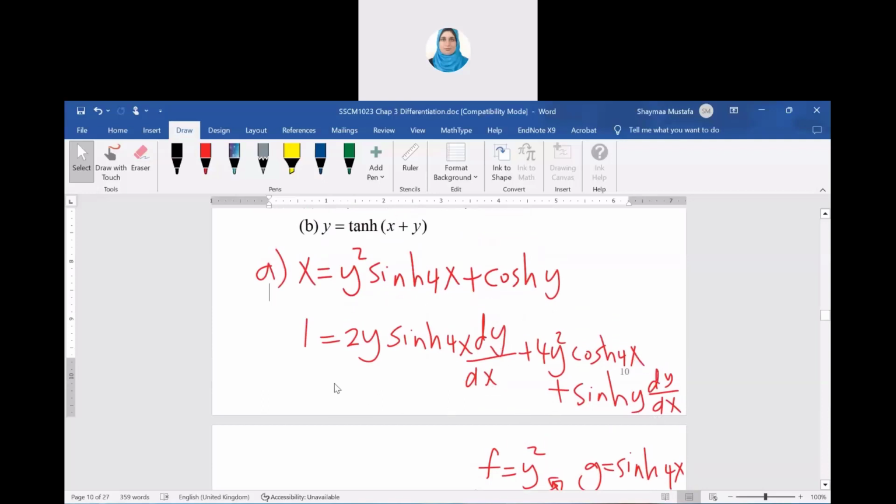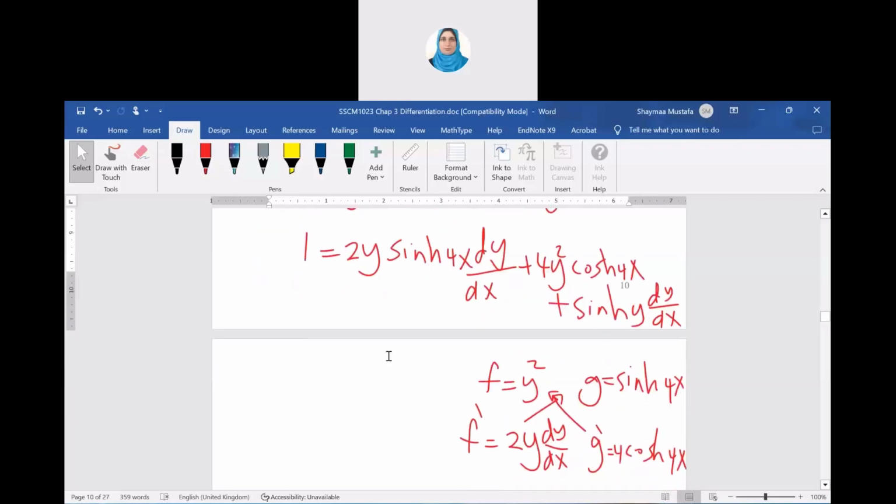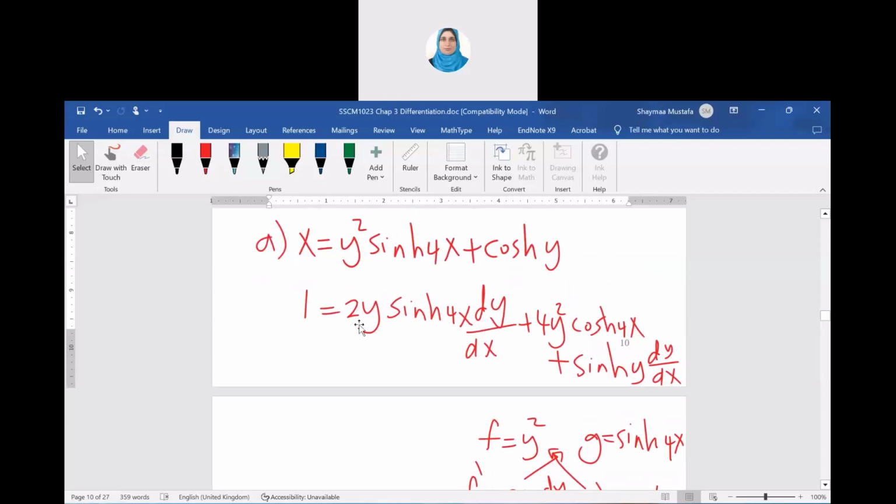So the second step, I will separate the terms that include dy over dx on one side, and the terms that do not include dy over dx on the other side. On one side, I have two terms with dy over dx, this one and this one. This one does not have it. So I will move this one to the right side here.